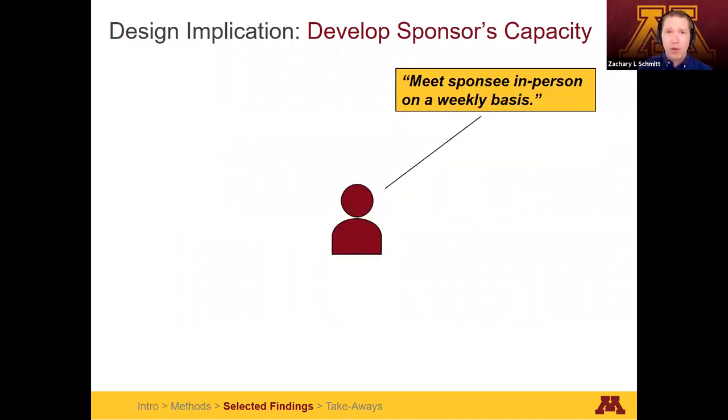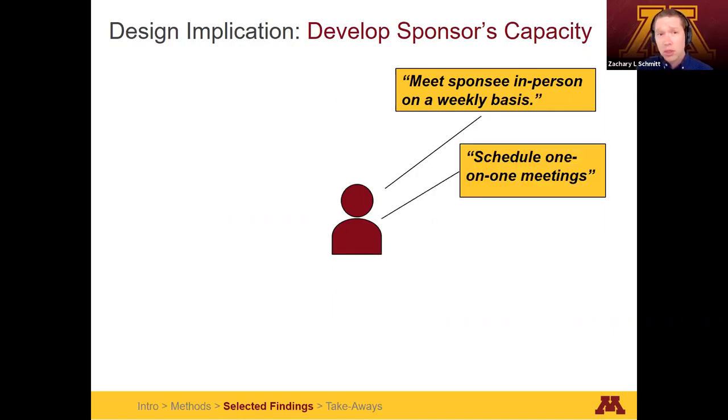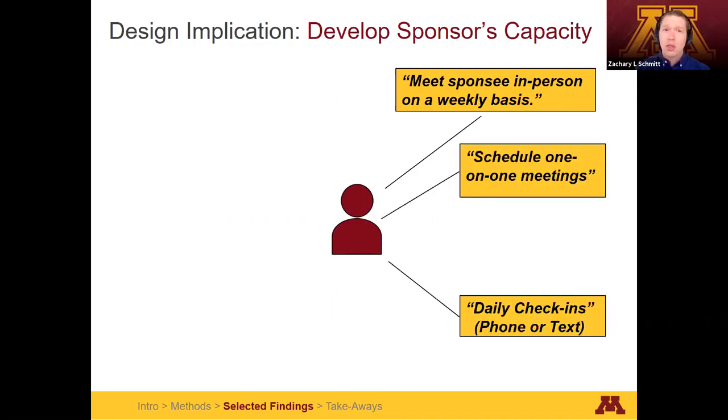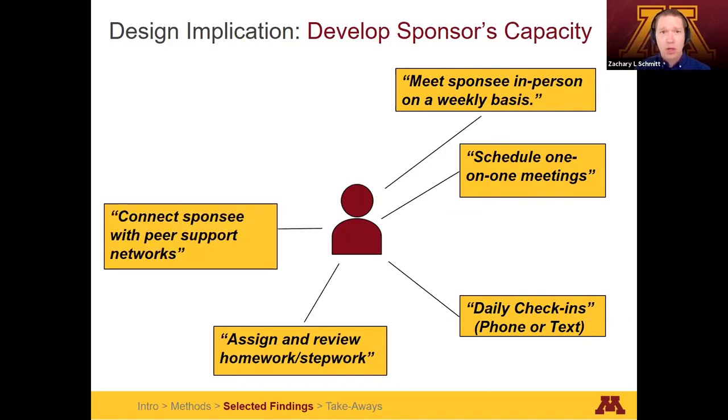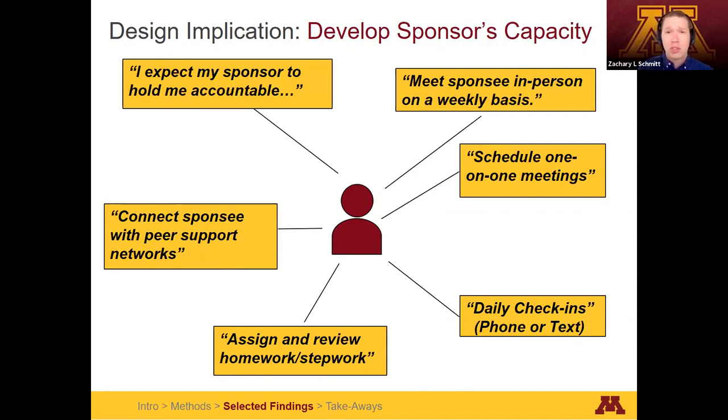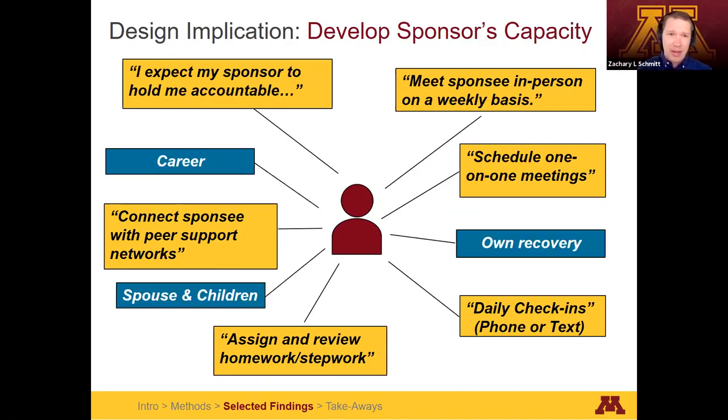So for instance, we found sponsors are expected to meet in person with their sponsee at least once a week, schedule those meetings, perform daily health and well-being check-ins, assign homework, help sponsees grow their support network, and hold sponsees accountable to their recovery. And I haven't even mentioned their careers, children, and their own recovery.